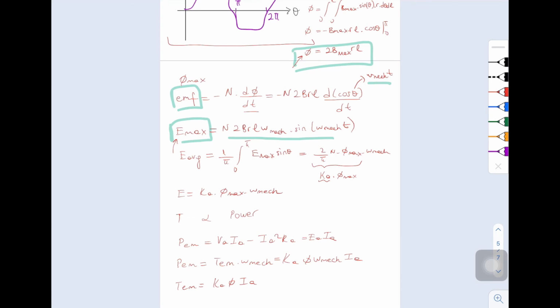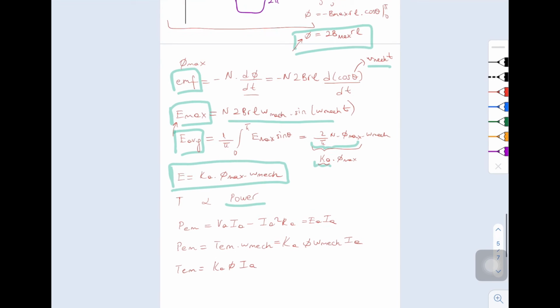This theta is replaced with omega mechanical times t. Omega mechanical is the shaft speed in radians per second. And we want to calculate the average EMF value, since we are dealing with DC values. We will end up with 2 over pi times n times phi max times omega mechanical, and we call this part Ka times phi maximum. Ka is the constant of the armature, and the induced voltage, the EMF voltage, is equal to Ka times phi max times omega mechanical.